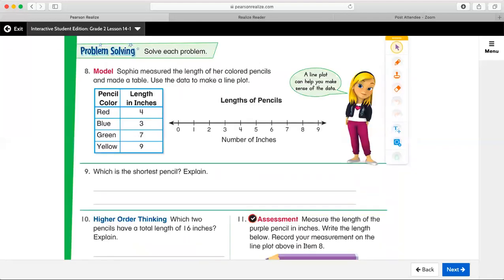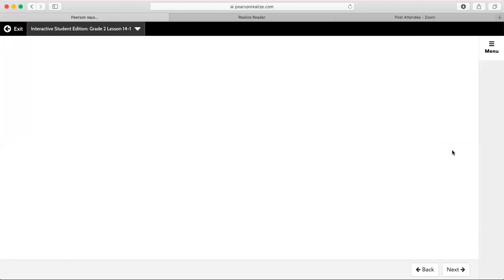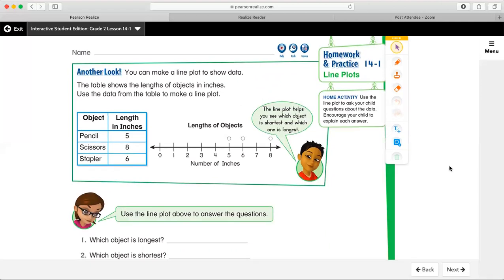And it'll be the same thing here with your problem solving. They've already filled in the chart for you. You're going to plot that data on the line plot, and then you're going to write which is the shortest pencil and explain. That means tell me why it's the shortest pencil. Don't just tell me that it's the yellow pencil that's the shortest. Tell me why. Okay. And then you will work on your homework and practice page, which is the exact same thing.